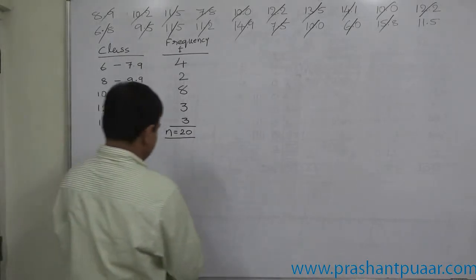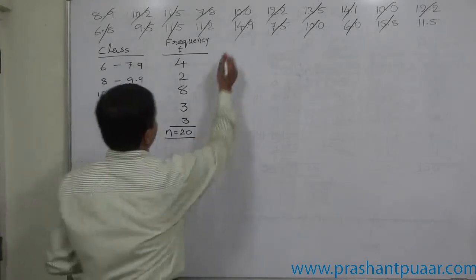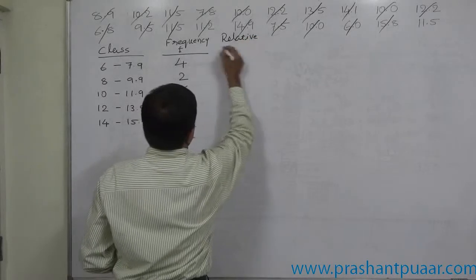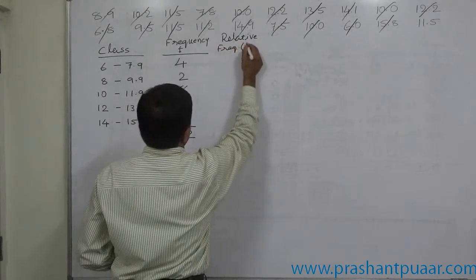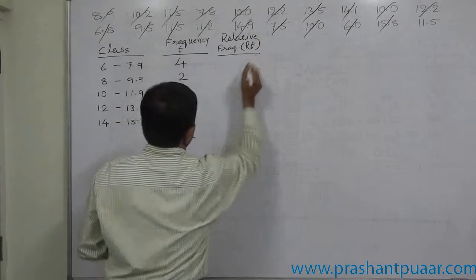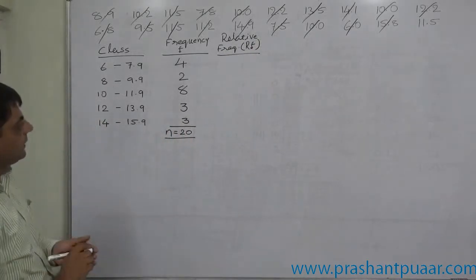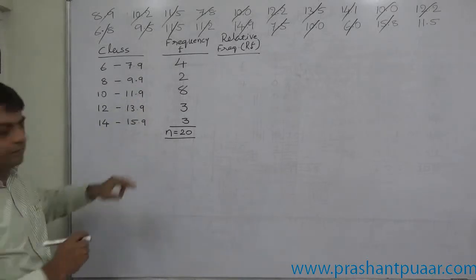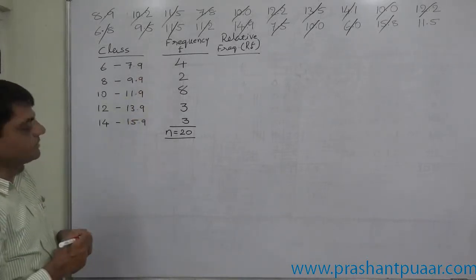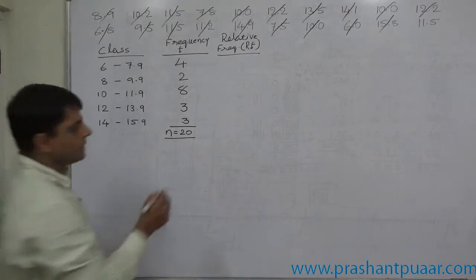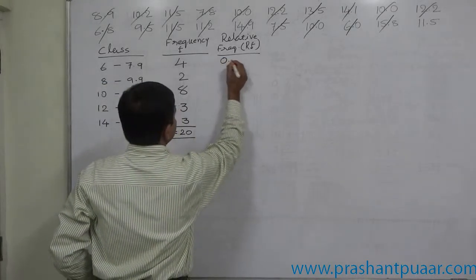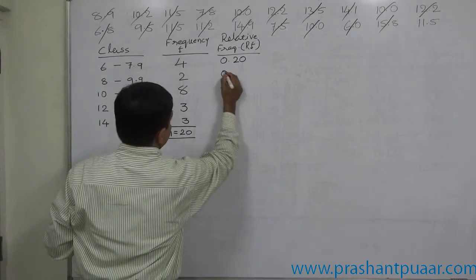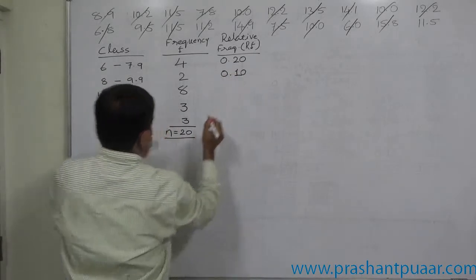Yes, next is relative frequency. Once more, what is relative frequency? Frequency divided by total of frequency. 4 divided by 20. What will be the number? It should be 0.20. 2 divided by 20 means 0.10.